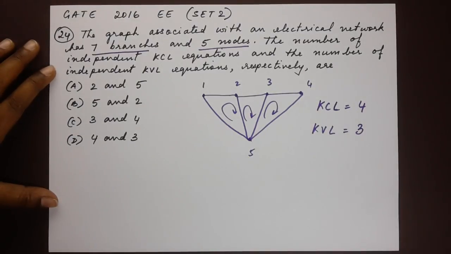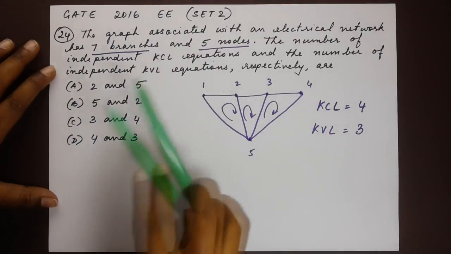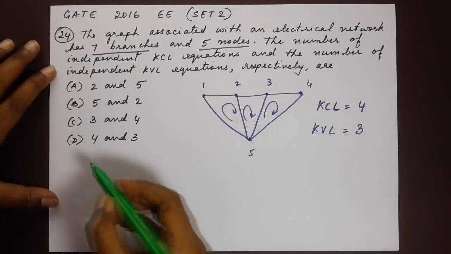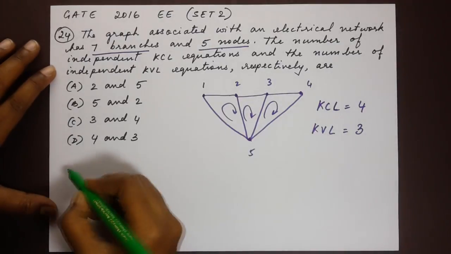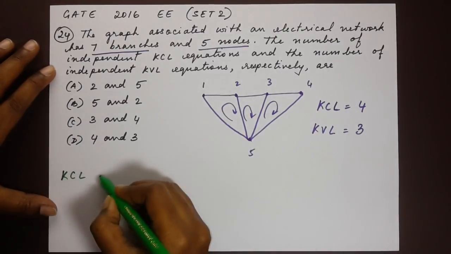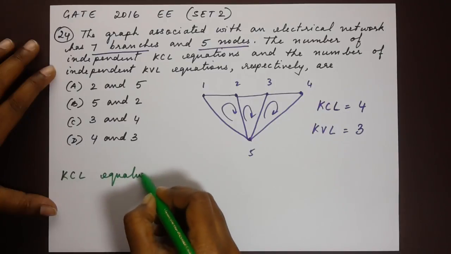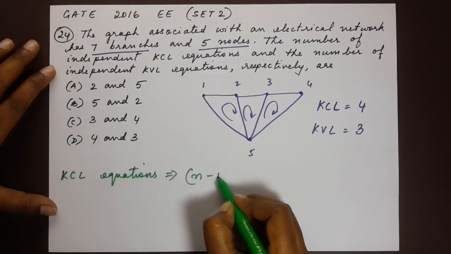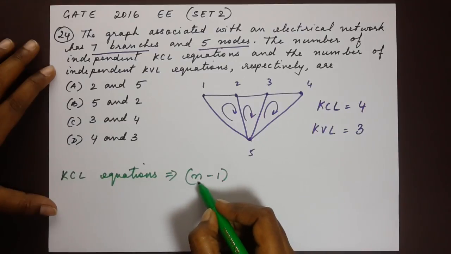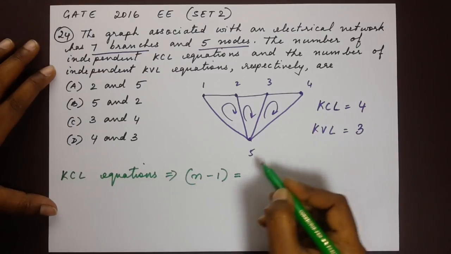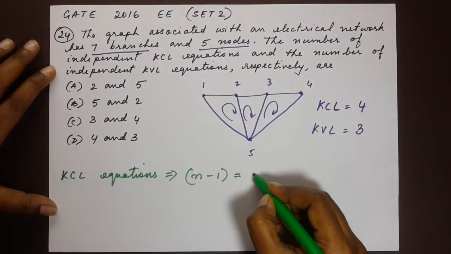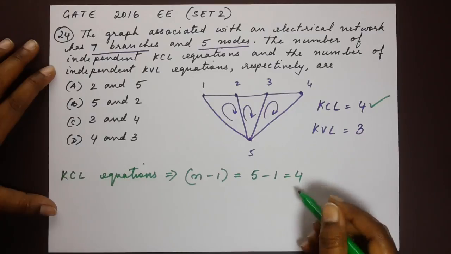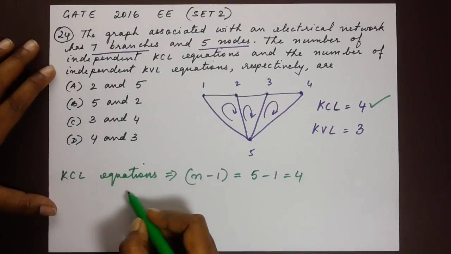Now I'm going to give you the formula based on how to solve if you get something like this in the exam. The number of KCL equations, the formula is n minus 1, the total number of nodes minus 1. In this case, the total number of nodes is 5. 5 minus 1 equals 4. So we have 4 KCL equations.